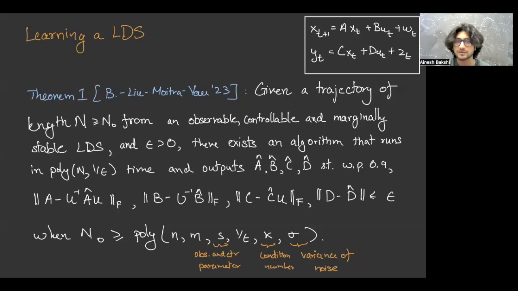And this algorithm succeeds whenever the number of samples is at least a fixed polynomial in the size of the dynamics matrices, the sensor and control matrices B and C, the desired accuracy 1 over epsilon, the condition number of the observability and controllability, which is bounded by kappa, and the variance of the noise, which is sigma.